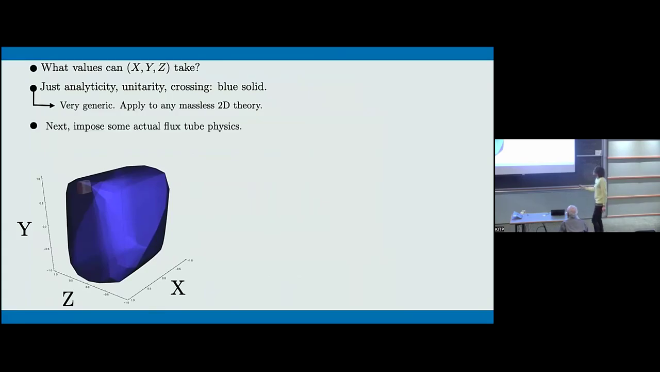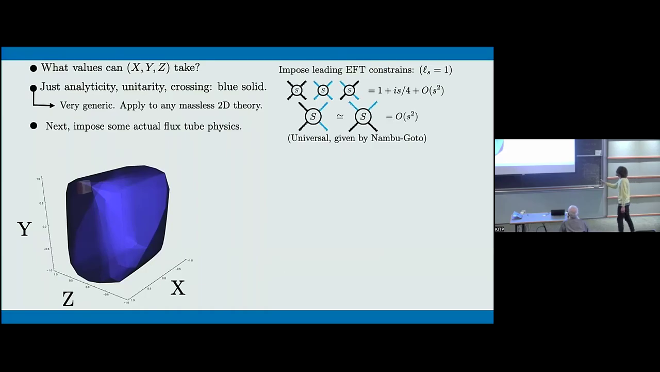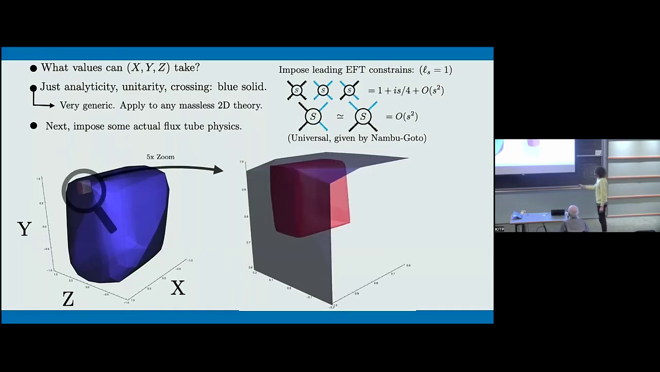Next, we can try to impose some actual flux tube physics. So how can we do that? The first thing we can do is impose some effective field theory constraints. So we ask now that these various S matrices are given by the prediction of effective field theory up to a given order in energy. So in particular, up to order S squared, all amplitudes are given just by the Nambu-Goto action, and this is the prediction. And when you do that, you find that now X, Y, and Z must live inside this red solid, which is about 100 times smaller in volume, or 5 times smaller in linear dimension.